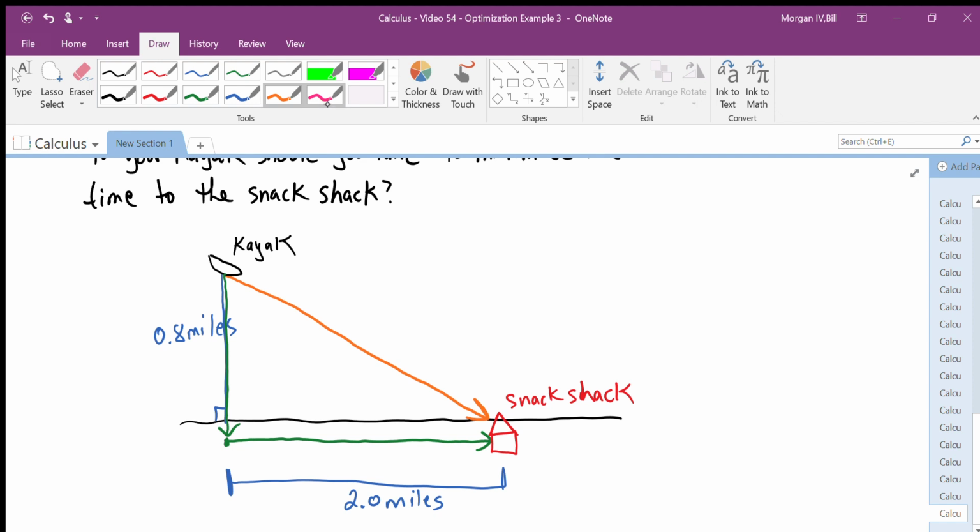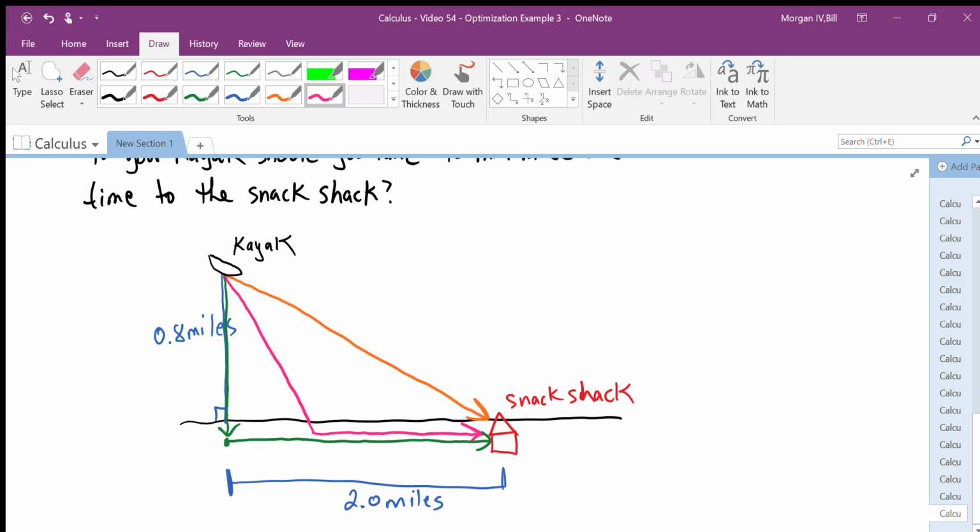Or perhaps it's somewhere in between. Maybe you cut off some of the distance here but you're also spending some time walking here. It's less distance than the green, a little bit more time kayaking, a little bit less time walking than the green, but less distance.